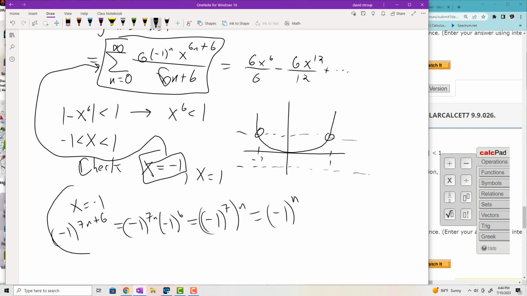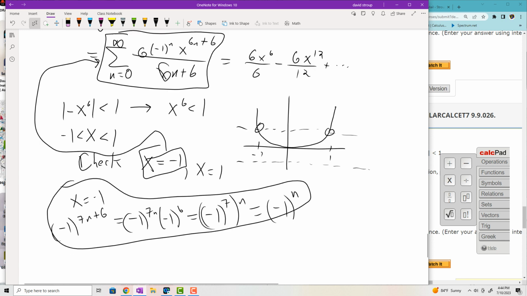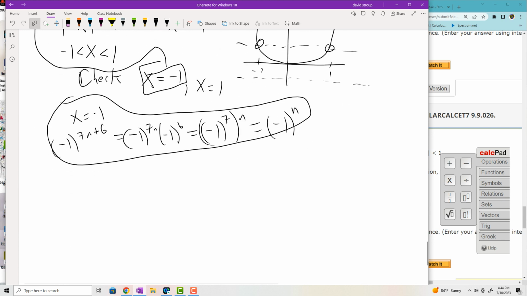So just kind of, hopefully that helps you in your journey. It will turn out that you have to do the alternating series test on both. Both series, once you do your substitution, should be the same. And then you should be able to get your interval of convergence from that.